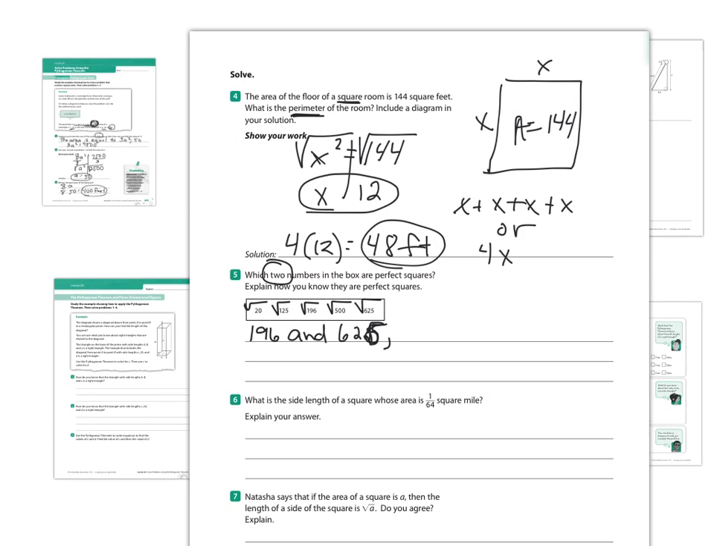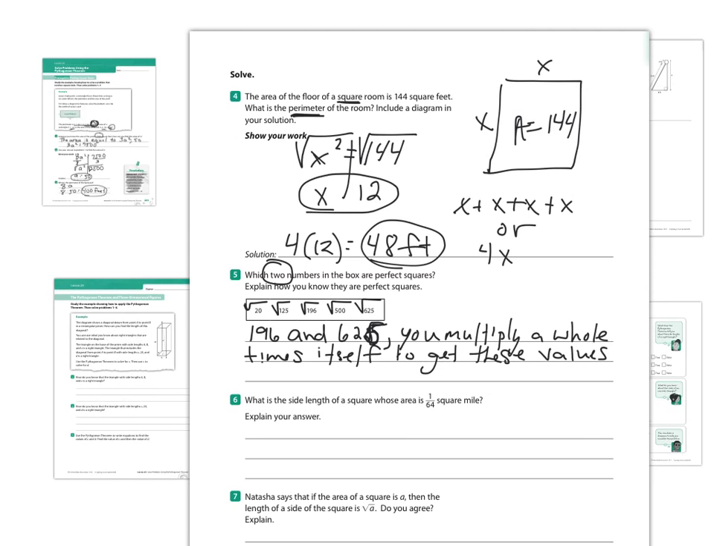Okay, the explanation would be that you multiply a whole number times itself to get these values. When you find the square root of 196, it comes out to be 14. 14 times 14, or a whole number times itself, equals 196.